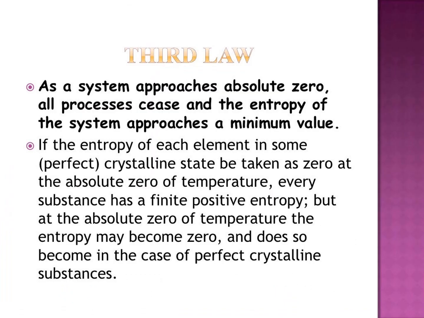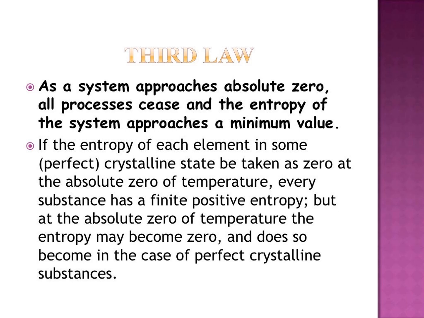Coming to the third law of thermodynamics. So here the third law of thermodynamics states regarding the properties of closed systems in thermodynamic equilibrium. So the entropy of a system approaches a constant value when its temperature approaches absolute zero. So here the statement is, as a system approaches absolute zero, all processes cease and the entropy of the system approaches a minimum value. So this is known as the third law of thermodynamics.